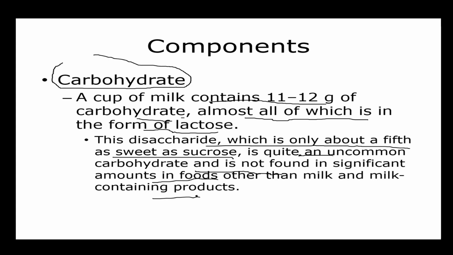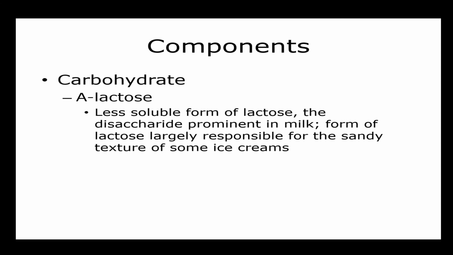So lactose is a disaccharide, as we know. It is present in milk as a carbohydrate, and it is not as sweet as sucrose. There is another form of lactose, alpha lactose, which is a less soluble form of lactose. It is a disaccharide prominent in milk and the form of lactose largely responsible for the sandy texture of some ice creams. So the sandy texture of ice creams is mainly due to the presence of alpha lactose. This is another type of lactose, as we see here.